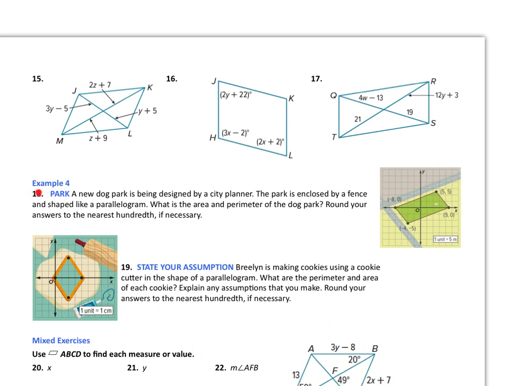Looking here, example number 4, number 18 for the dog park. The new dog park is being designed by a city planner. The park is enclosed by a fence going around it, shaped like a parallelogram. What is the area and perimeter of the dog park? Round your answers to the nearest hundredth. Okay, so area and perimeter.